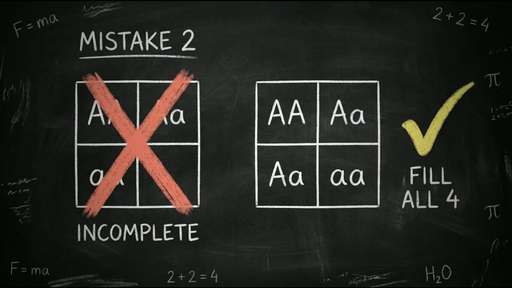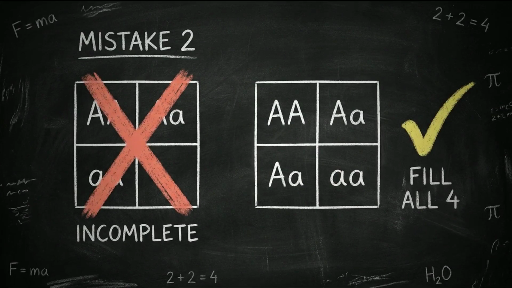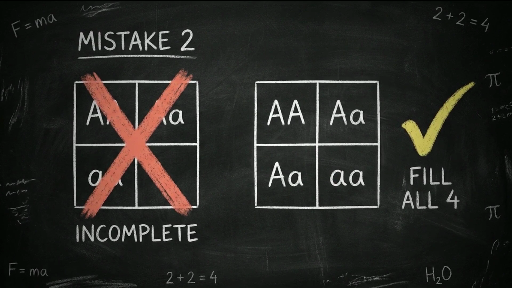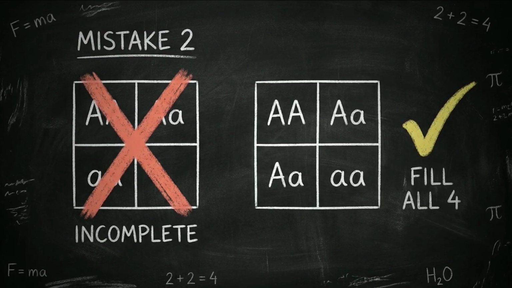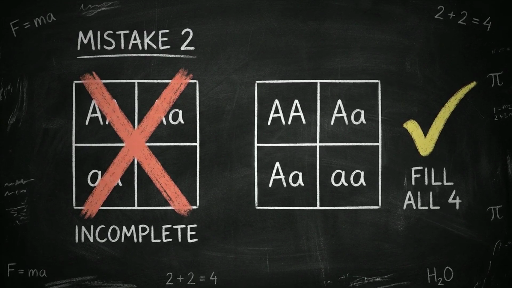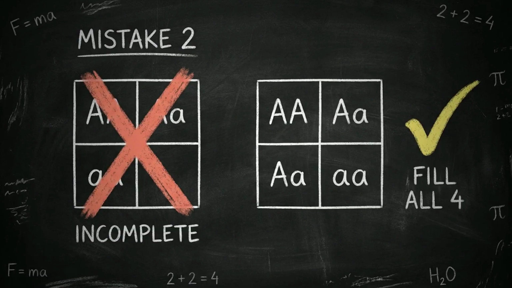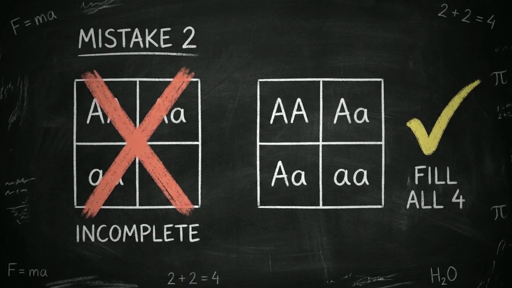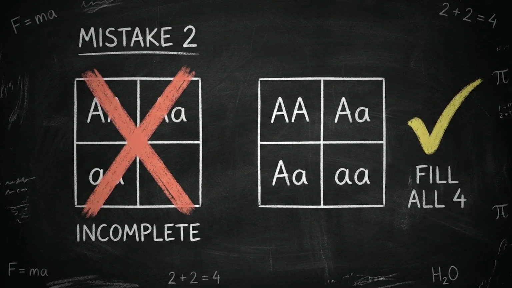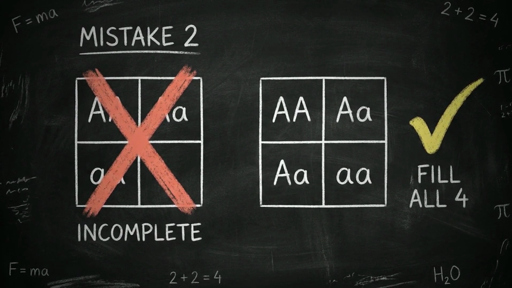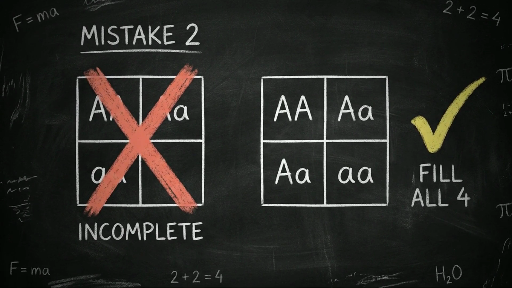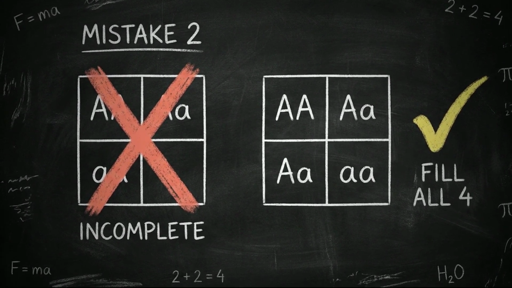Mistake 2. Leaving a box empty. A 2x2 Punnett square always has exactly 4 boxes. Fill all 4. Students who accidentally fill only 3 get the wrong ratio and the wrong answer. Before you move on, count your boxes every time.